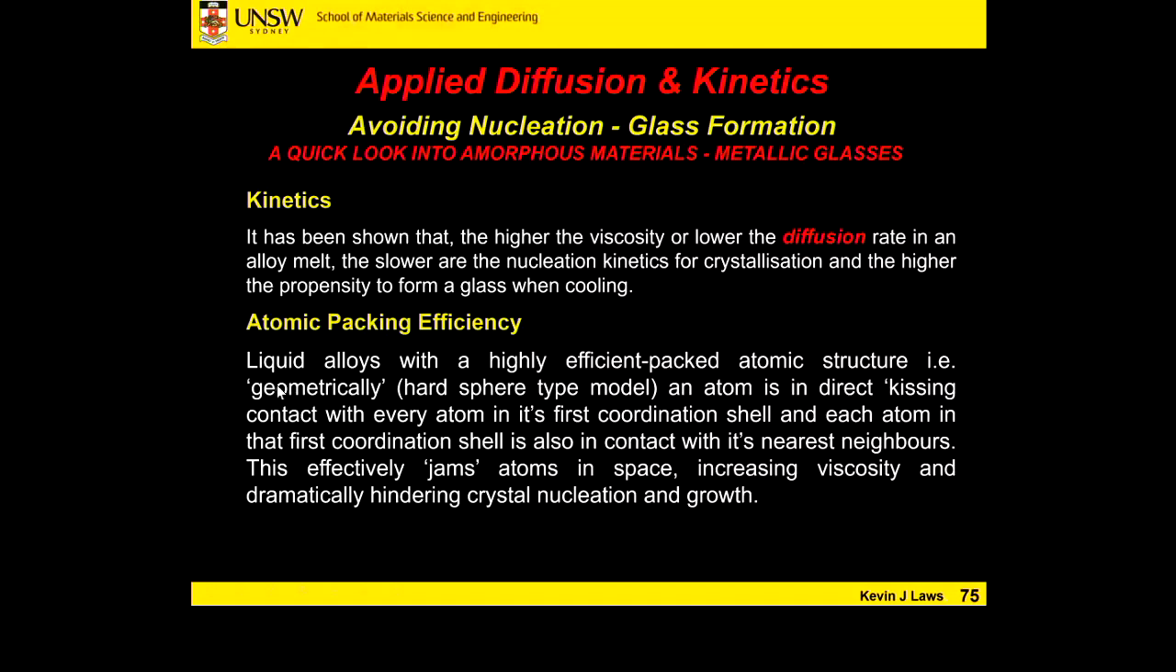So in a hard sphere model, take an atom in our liquid: every atom in its first coordination shell, so every atom around it, no matter how big or small it is, is in direct kissing contact with that atom. All in contact. So that's the first condition. And then every atom in that first coordination shell is in direct contact with each other.